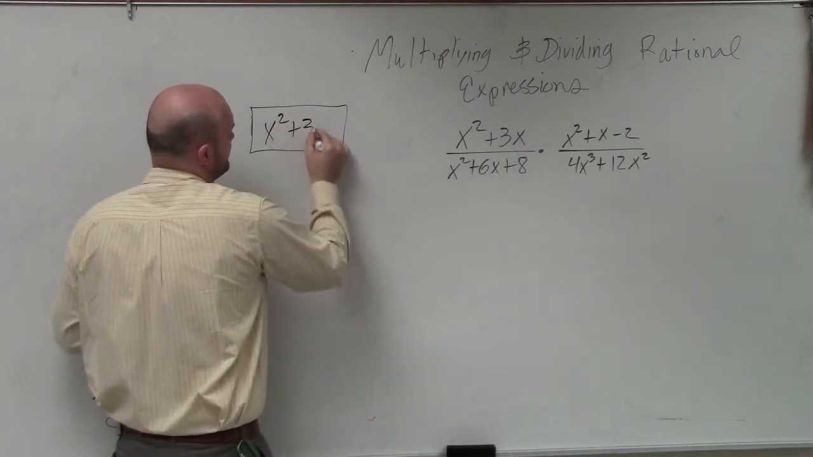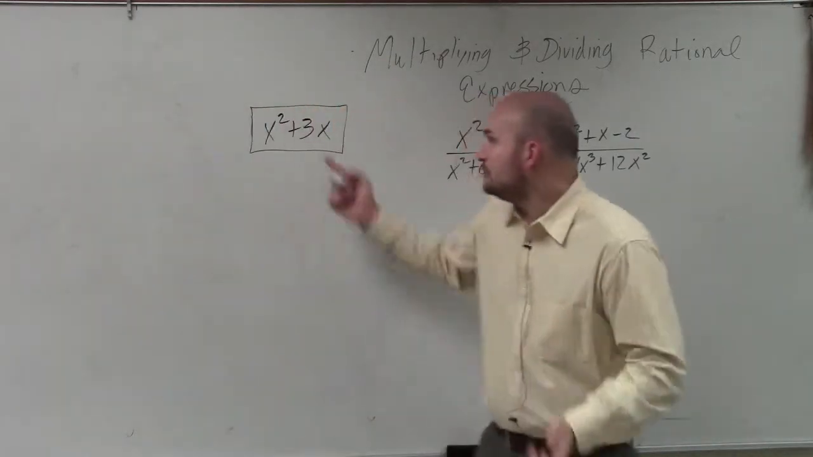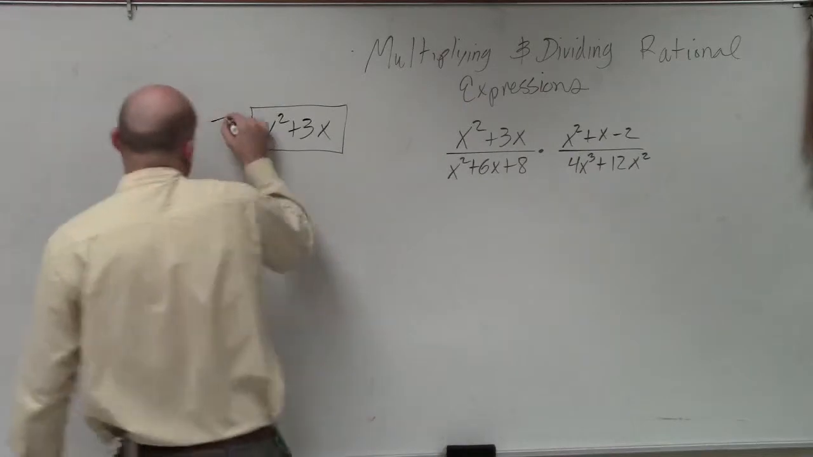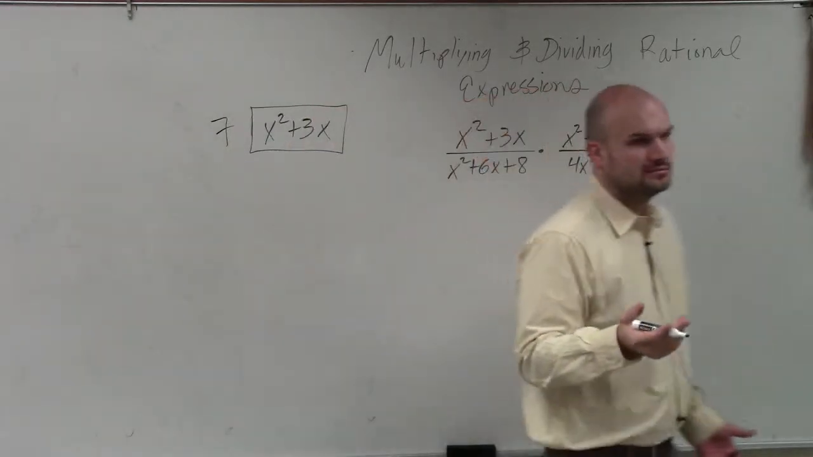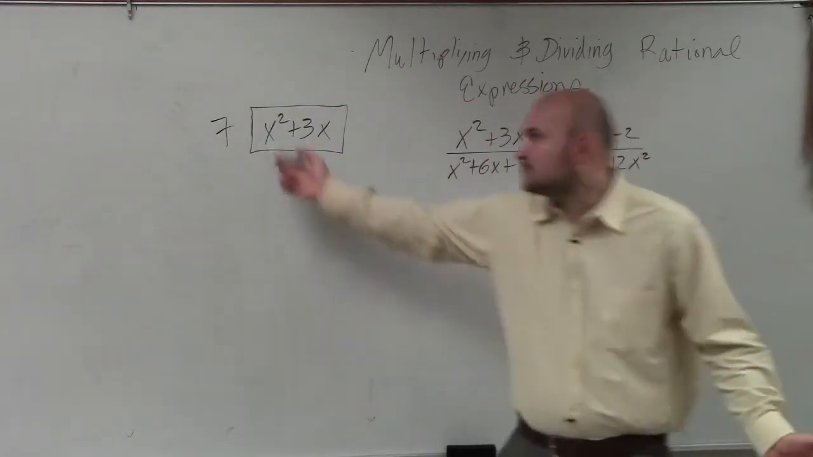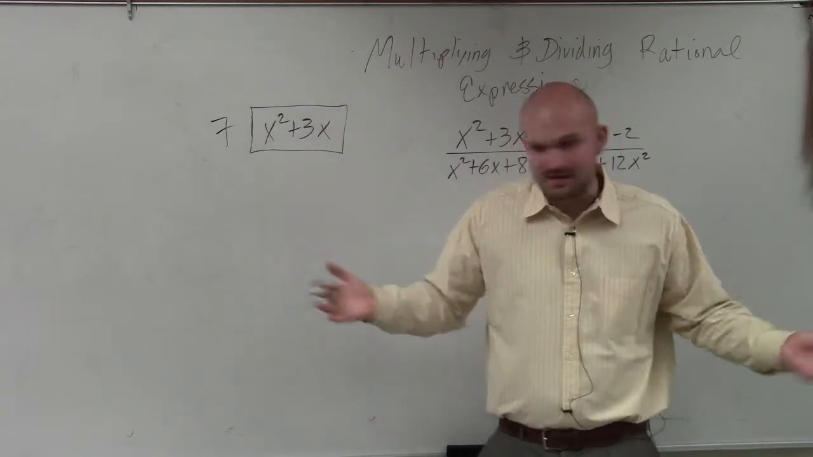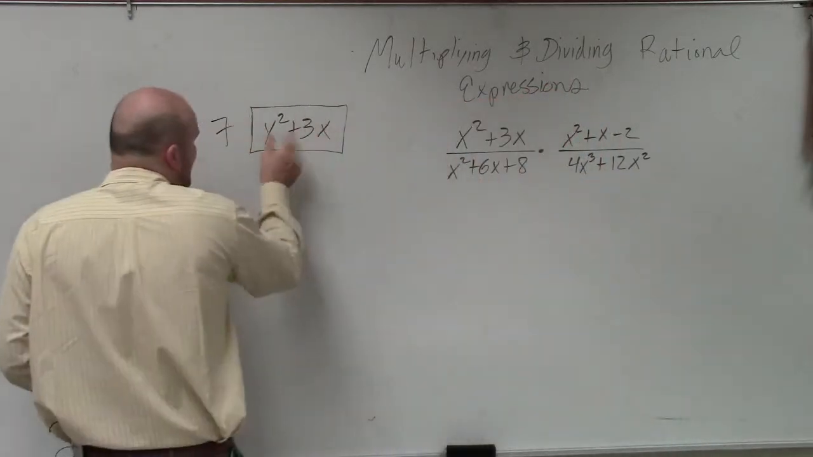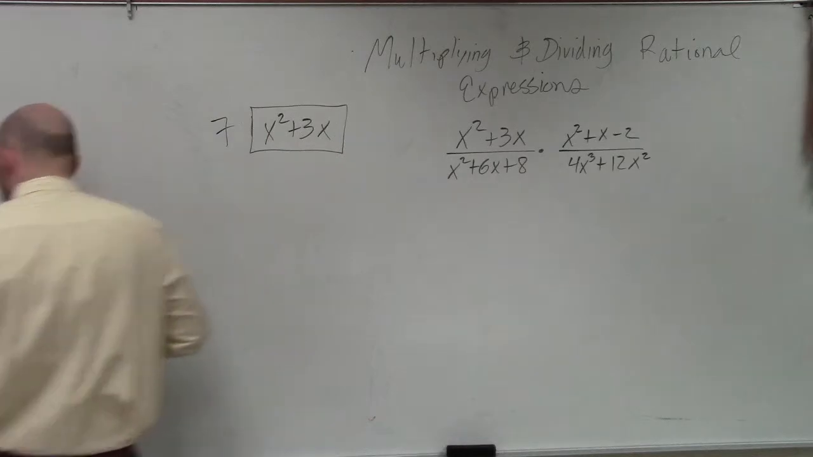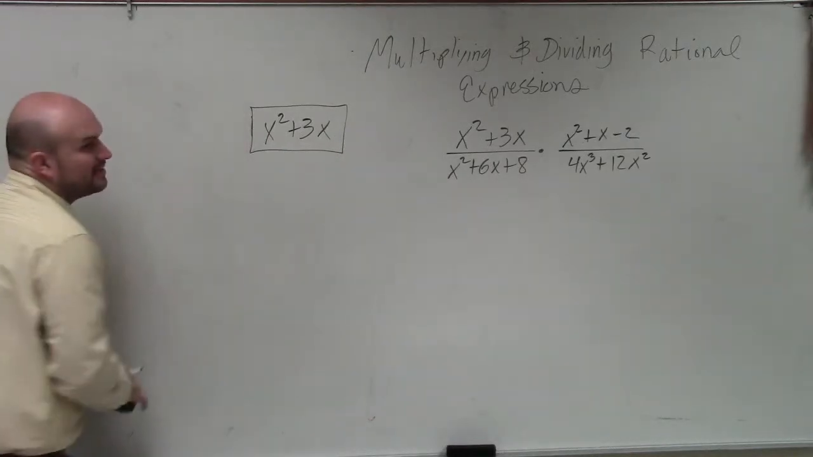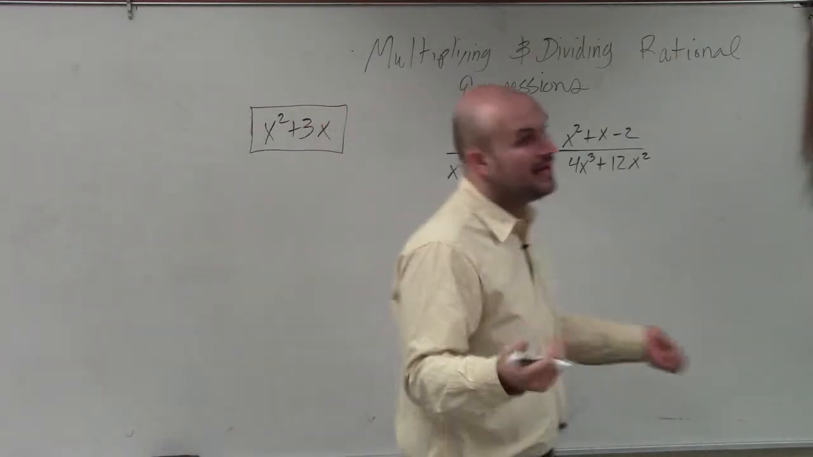X squared plus 3x. What number could I use as a side length? Could I use the number 7? No, it doesn't make sense, right? 7 times what gives you x squared? That doesn't make sense, right? So you've got to think of a number that is shared between x squared and 3x. And that number that somebody comes up with would be x.